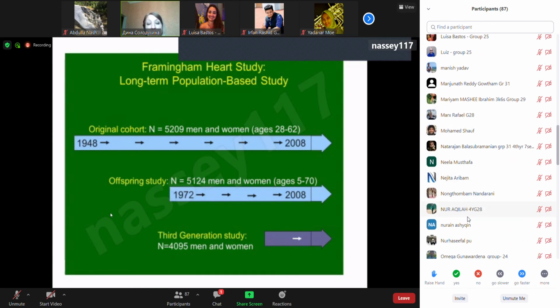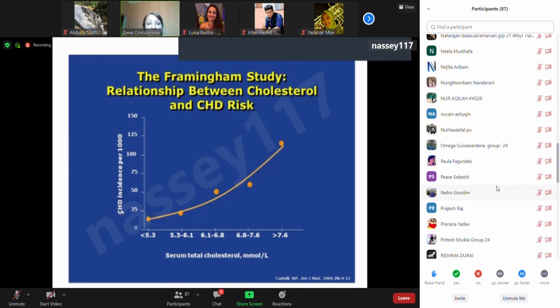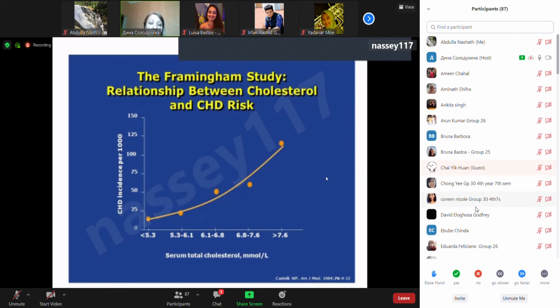Here you see the association between serum total cholesterol and incidence of coronary heart disease, and it's the evidence which was published in the American Journal of Medicine to show the importance of serum total cholesterol control as a risk factor for coronary heart disease.